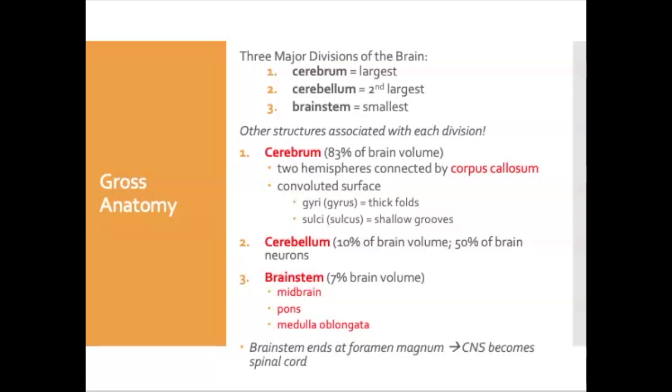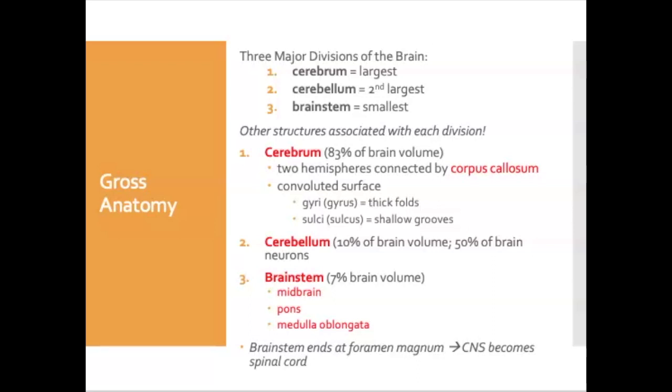Now, each one of these folds of tissue is called a gyrus. The plural of that term is gyri. And each one of those shallow grooves is referred to as a sulcus. The plural of that term is sulci. So the entire surface of the cerebrum is covered in gyri and sulci, folds and grooves.